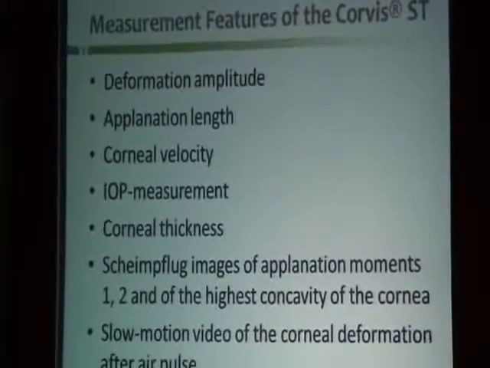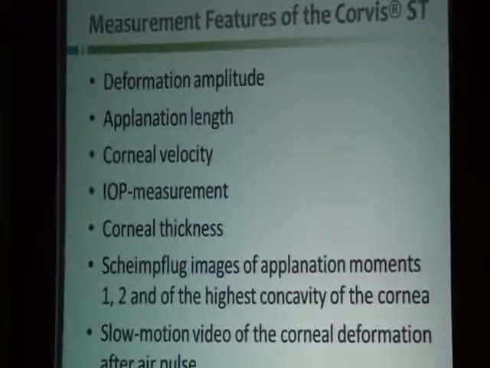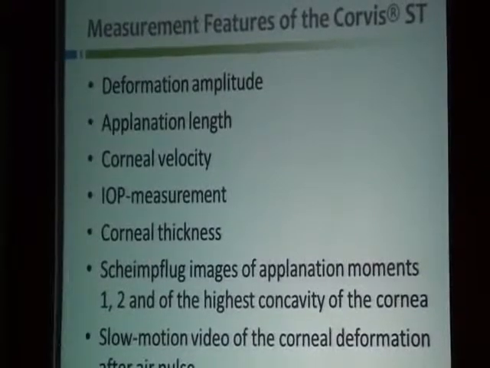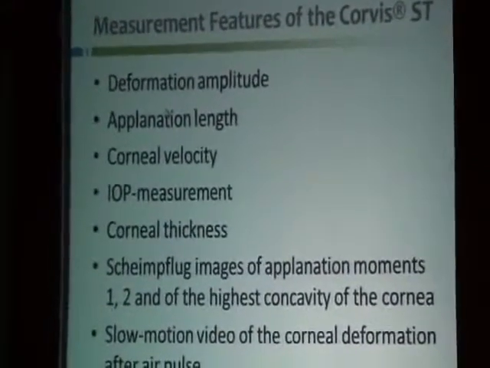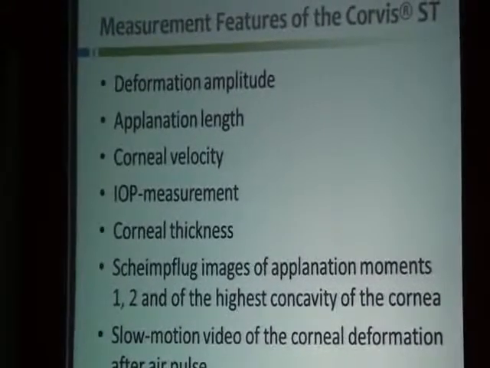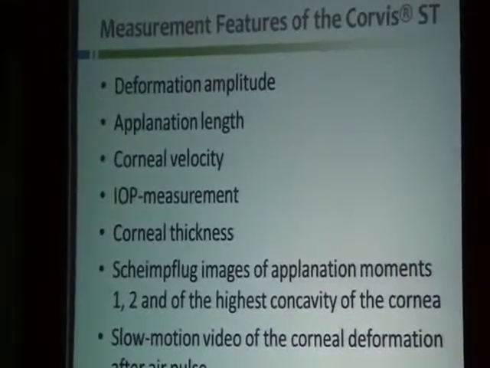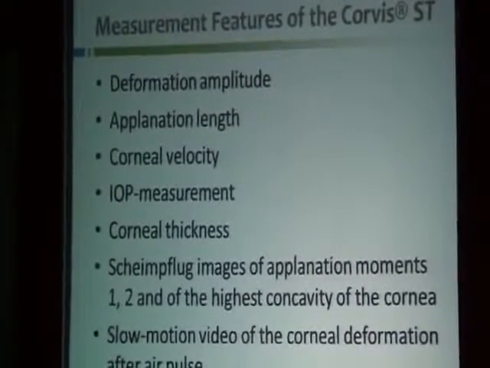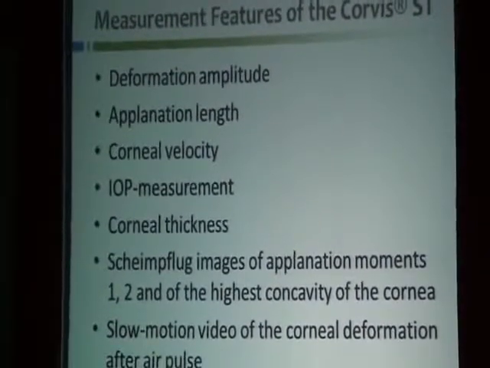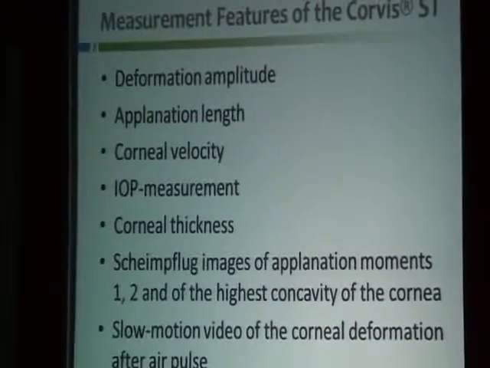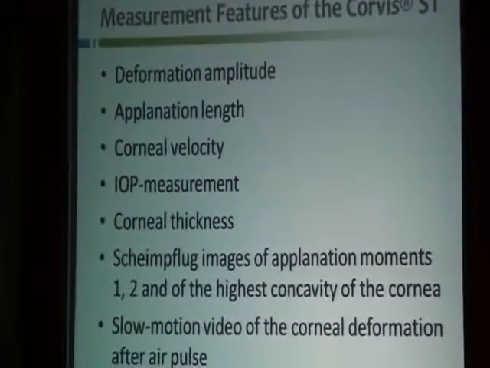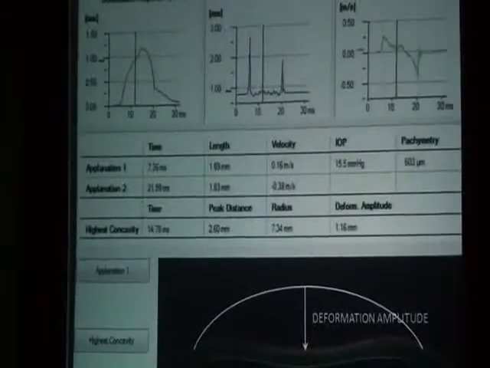What are the features that we get? What are the measurements that we get from the Corvis? The most important is the deformation amplitude, or the amount of corneal deformation that happens with the air puff hitting the cornea. Then there is applanation length, corneal velocity, the intraocular pressure measurement itself, the corneal thickness, and we get images of the applanation moments, and we get a video of how the cornea actually deforms.